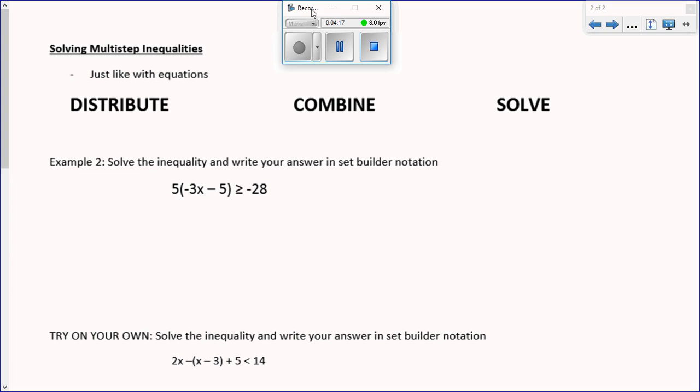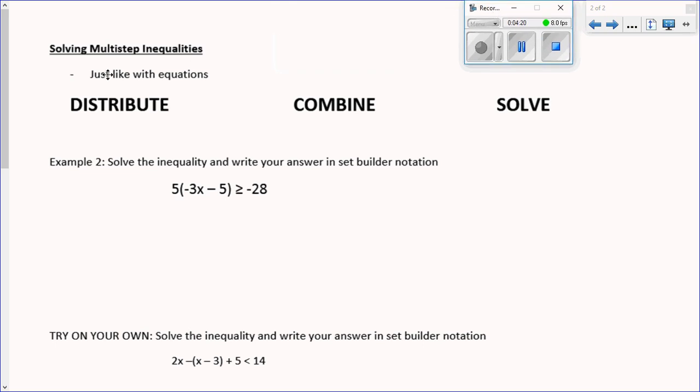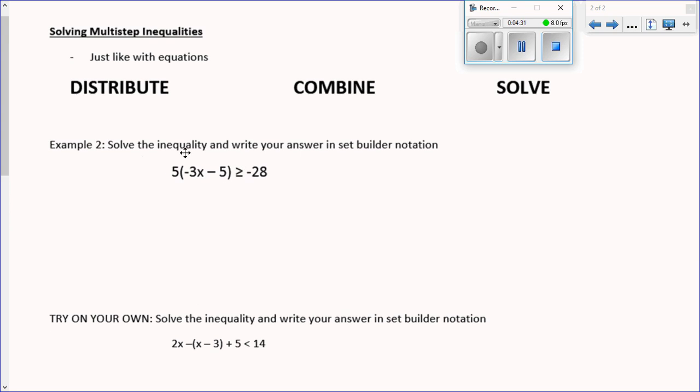Now, some are going to be more than just Sad Meg. So again, just like with equations, you'll have to distribute, combine, and then solve it, which means moving your terms around using inverse properties. Okay? So example 2: solve the inequality and write your answer in set builder notation.